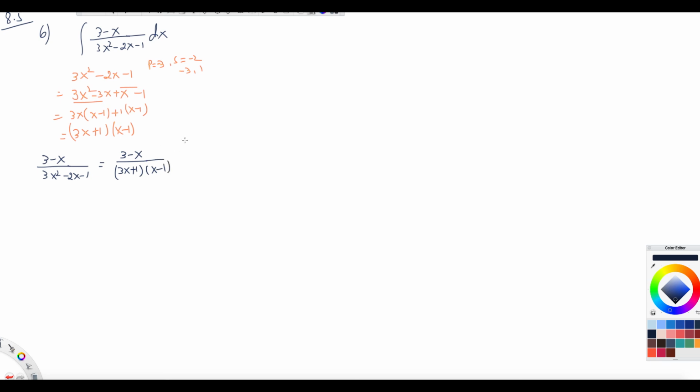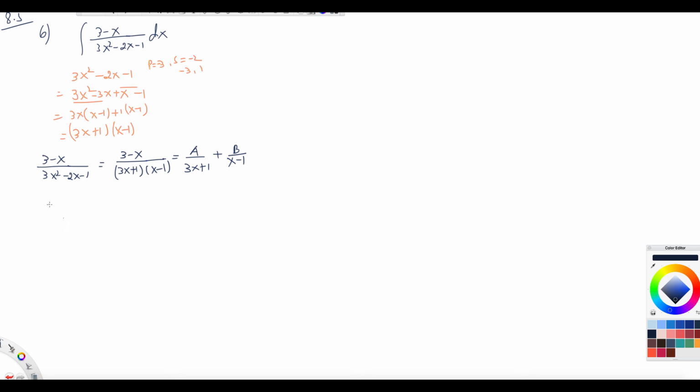You see that? With partial fractions, this has two different linear factors in the denominator. So you can write A over (3x + 1) plus B over (x − 1). The rule number 1 applies, because these are non-repeated, different linear factors, so we write A over the first factor and B over the second factor.